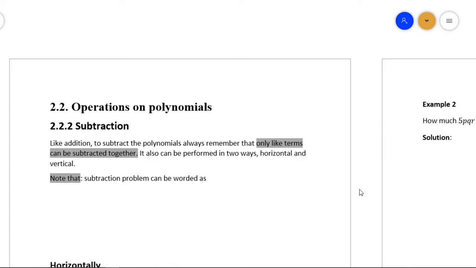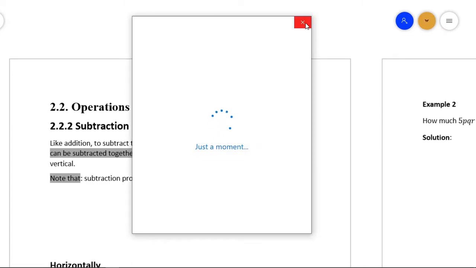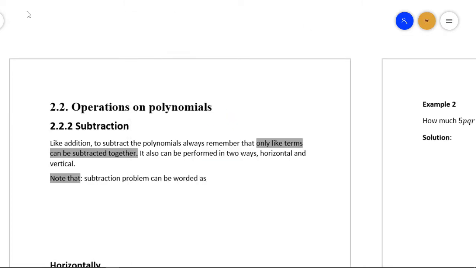Welcome back. We were learning operations on polynomials, and in the last video we learned how we can add polynomials. When we were learning that, we faced the question of how we can add terms with opposite signs and with the same signs, and how we can multiply terms with the same signs and opposite signs. Let's repeat it, and then we will start subtraction on polynomials.